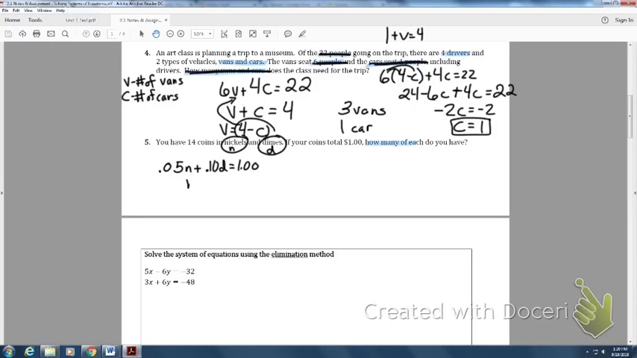Yes. Sir, can you just change the $1 to 100? That's what we're going to do.